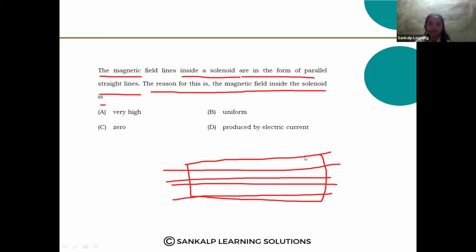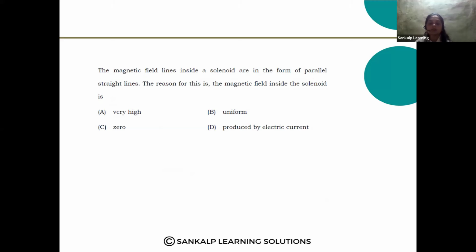Inside the solenoid there will be a very high, uniform magnetic field produced by an electric current. So what is the reason? The reason is that in the solenoid, when the magnetic field is produced, inside the solenoid there will be parallel magnetic field lines because there is a uniform magnetic field.